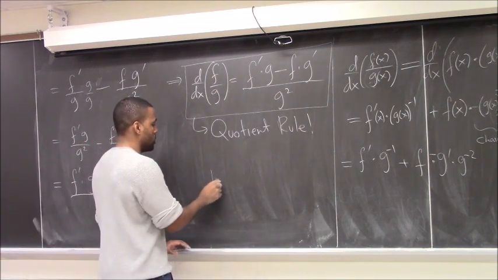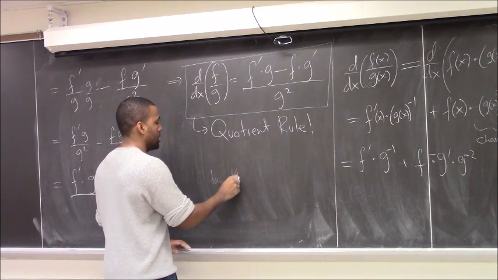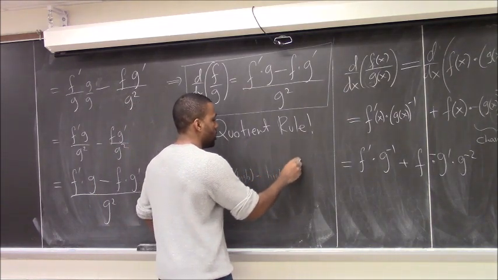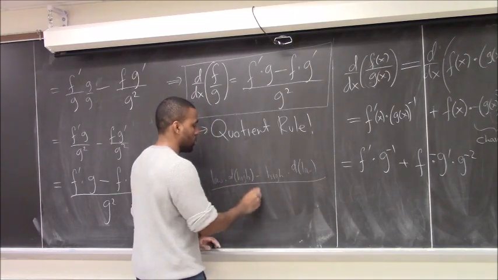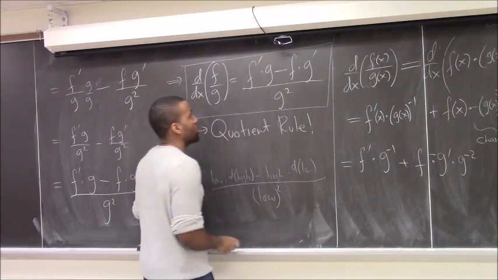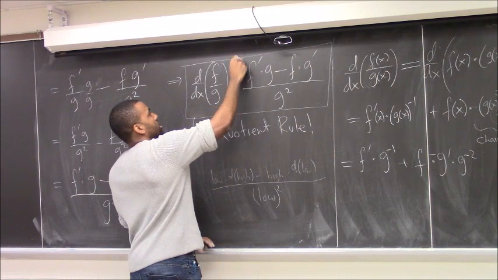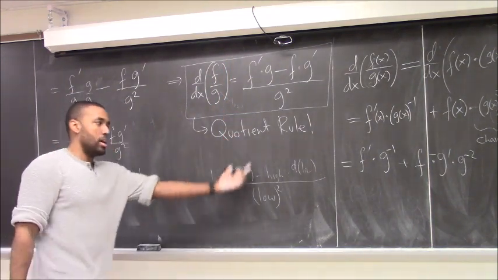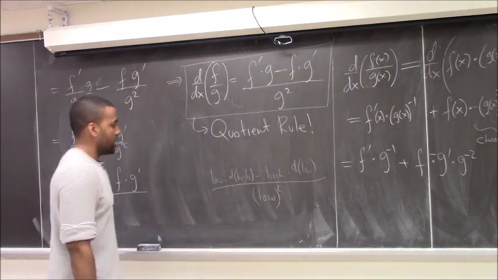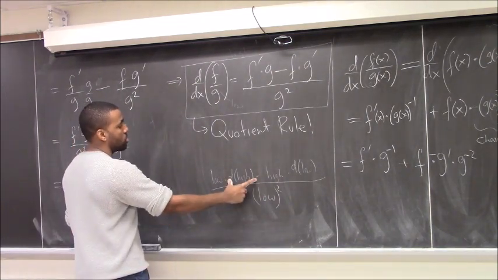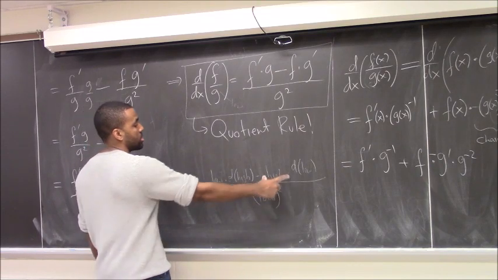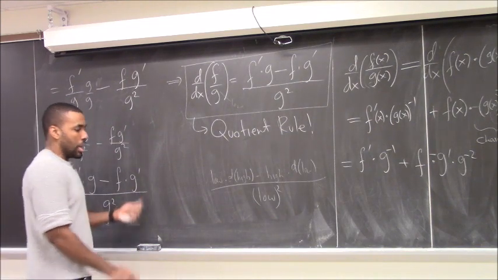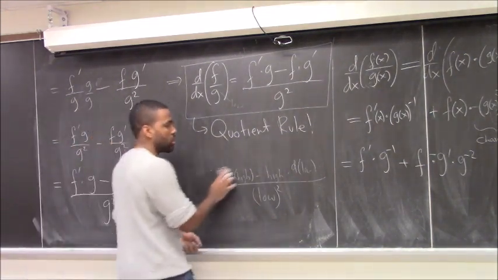So it's like low d high minus high d low over low squared is another way students remember it, where they call the top function the high function and the bottom function the low function because it's lower. So, low d high minus high d low over low squared. That's the original function times the derivative of the top function minus the top function times the derivative of the bottom function over the bottom squared. Right? But however you memorize it, you need to memorize it. It's called the quotient rule.